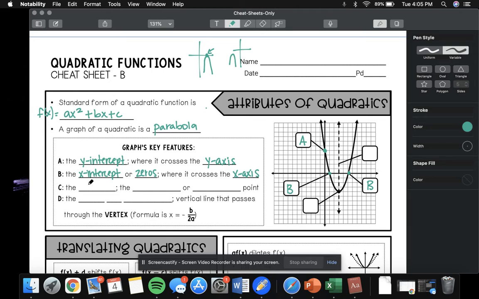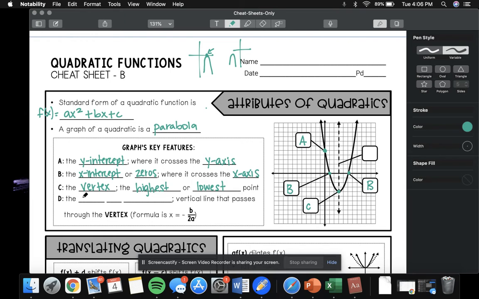Then we have the vertex of a graph of a parabola, which would be right here. And that just labels your highest point or your lowest point. So looking at this one, this is the lowest it gets to. So this is the highest or the lowest point.